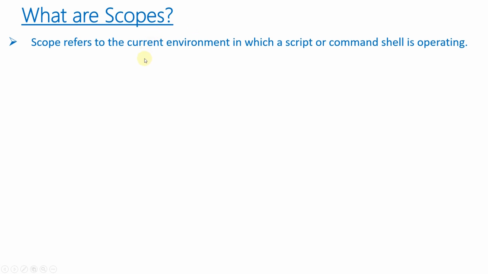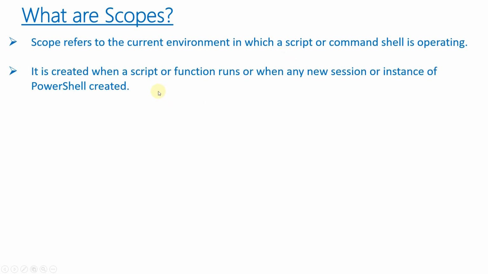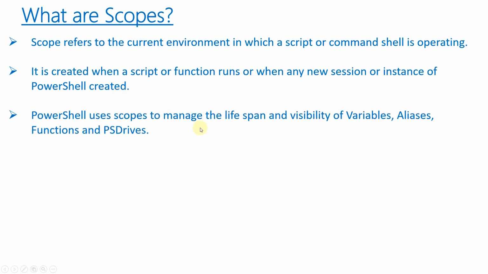Scopes are basically the current environment in which any script or command shell is operating. It is created when any script or function runs, or when any new session or instance of PowerShell is created. Scopes are used to manage the lifespan and visibility of variables, aliases, functions and PS drives.